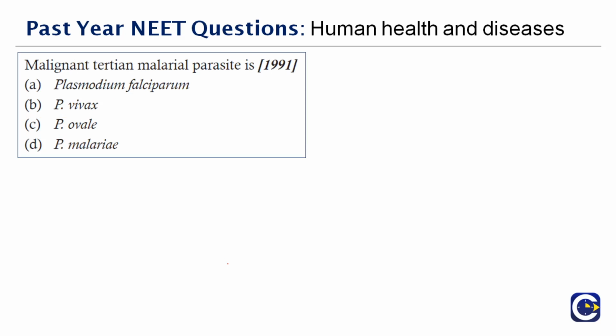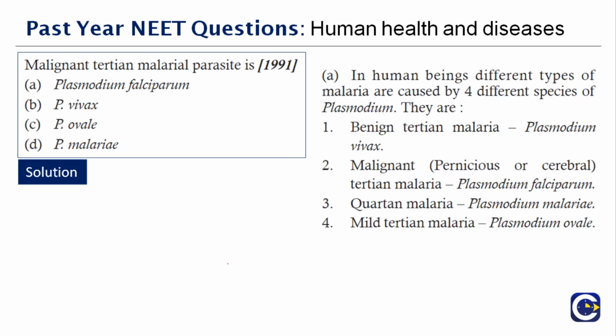Okay, next question here. Malignant tertian malarial parasite is dash. In human beings, different types of malaria are caused by 4 different species of Plasmodium, and they are benign, malignant, quartan, and mild tertian malaria. So to your right side, you have the clear explanation of it. So benign, if you see, it is caused by vivax. So here it is malignant tertian, so it's Plasmodium falciparum. Quartan is malariae, and mild tertian is actually ovale. Therefore the right answer to this question is option A.